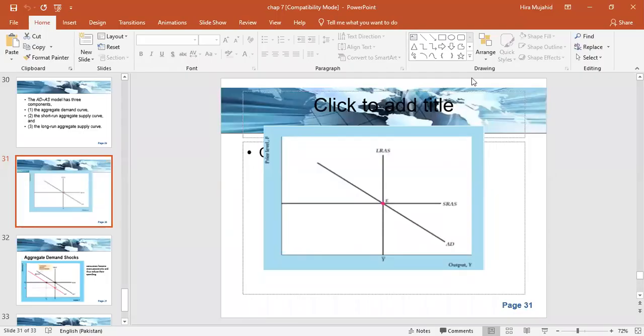In the long run, when the prices are fully adjusted, the aggregate quantity of output supplied is simply equal to the full employment level of output.